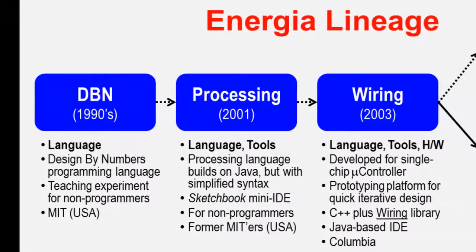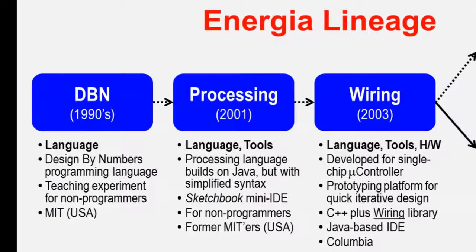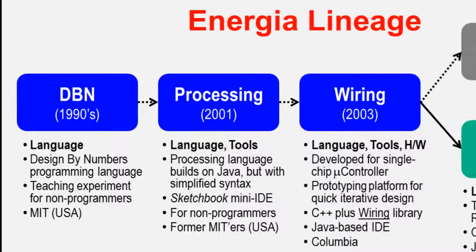In 2001 that was adopted by some other MIT people. They took that concept and turned it into the Processing language. That was what the language was actually called, Processing. It really built on Java, but with a simplified syntax. And they talked about the programs here being sketches. In fact, today that name still sticks around. The programs are called sketches. So once again, it was really aimed at non-programmers.